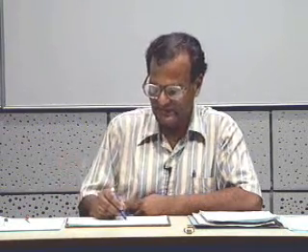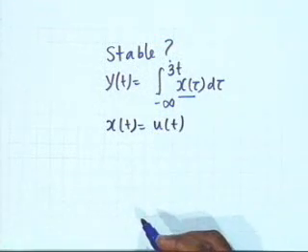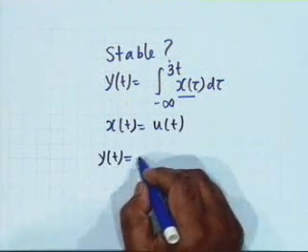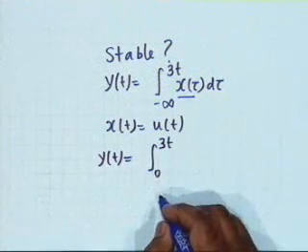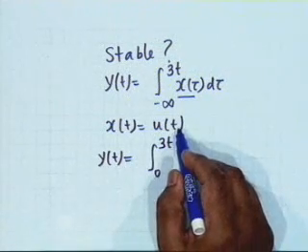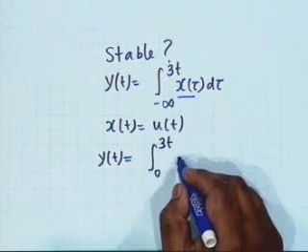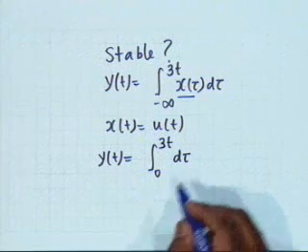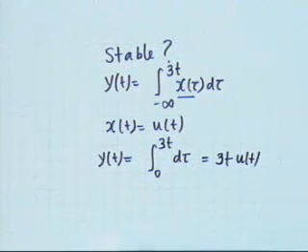The simplest that we can think of is, let x of t be equal to a unit step function, u of t. All right. Then what is y of t? y of t becomes the integral from 0 to 3t, because the unit step function does not exist for t less than 0, and u of t is 1, therefore it's simply d tau. All right. So this is 3t u of t. Is that right?